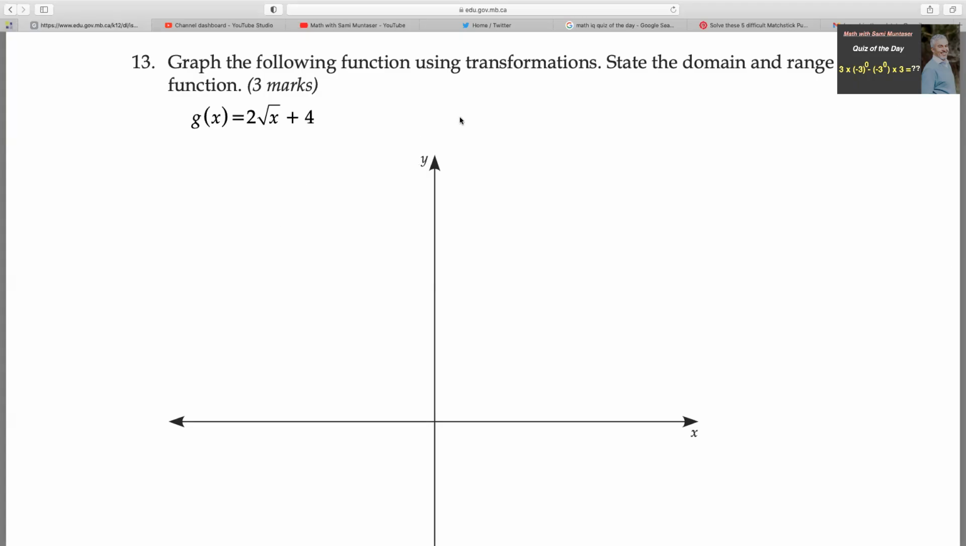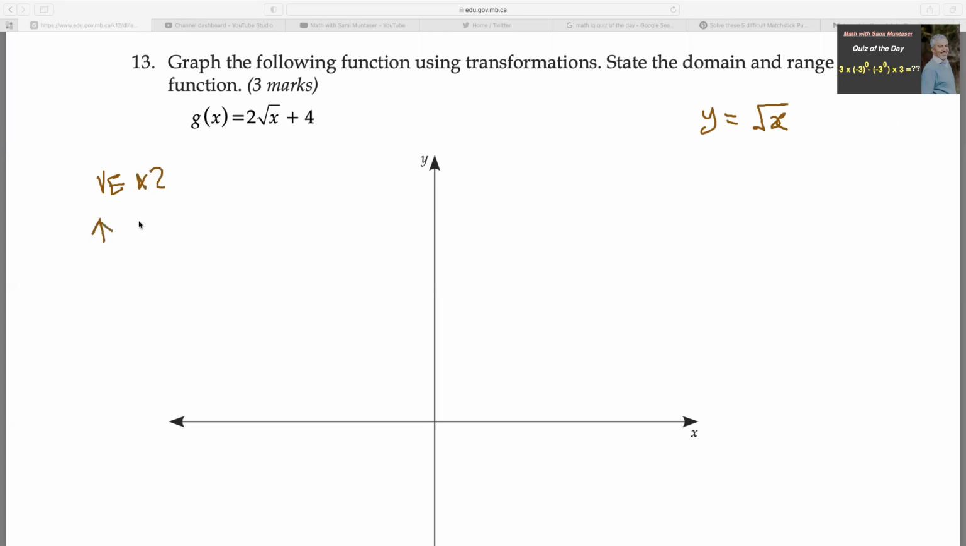So here is another graph, and it's a good idea to know the parent graph again, y equals root x. If you compare this one to this, you have vertical expansion times two and up four. Two times the whole root of x means vertical expansion by two, and then this is up four. So let's just maybe go 1, 2, 3, 4, 5, negative 1, negative 2, negative 3, negative 4, negative 5. So y equals square root of x.